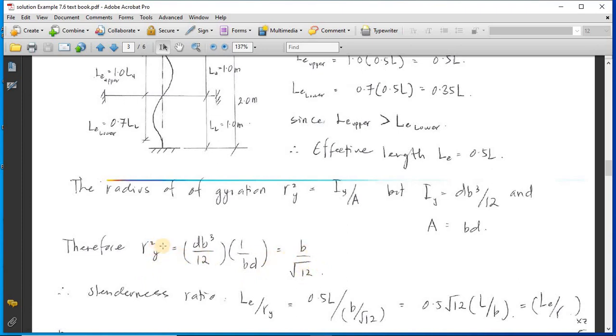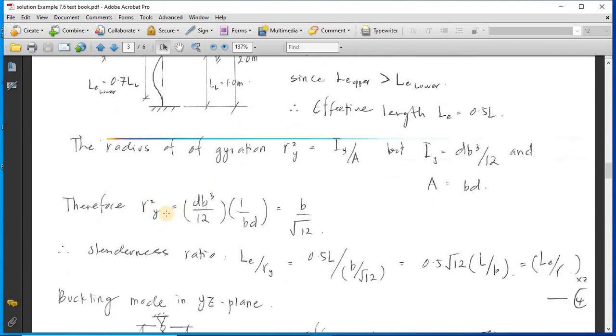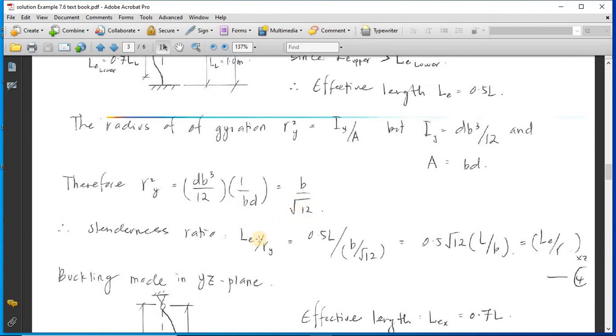There is an error in this expression; this is supposed to be RY, not R squared Y. I hope that you can note this mistake. By substituting the terms LE and RY that you have defined into the slenderness ratio equation, LE is equal to 0.5 L, and RY is equal to B over the square root of 12.